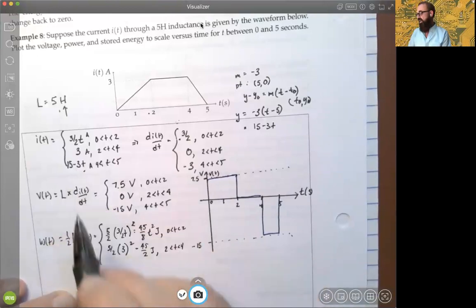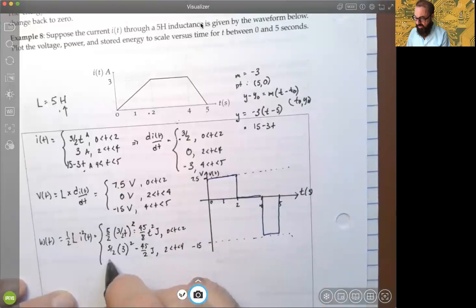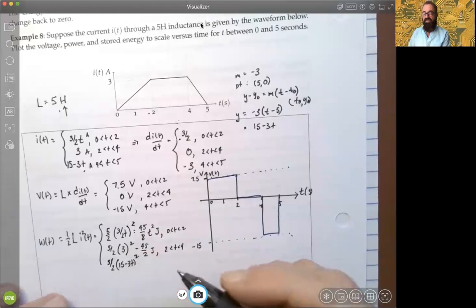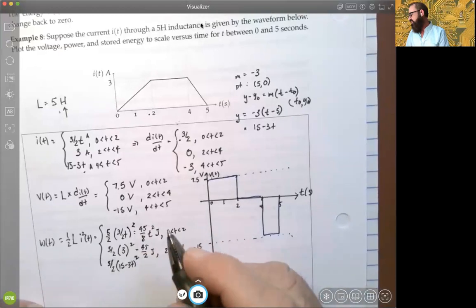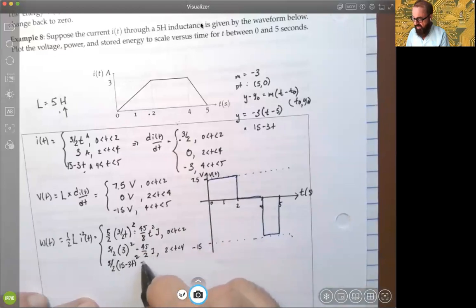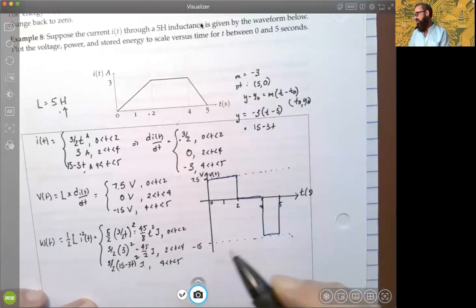And then again, that one down there is going to be more complicated, but I recommend just leaving it because all you're going to do is plug values in to get the curves out. So I would just leave it in the form 15 minus 3t squared. I think I said that earlier for capacitance. There's no need to factor that out. Just leave it in that form so you can evaluate it easily. And then again, that's joules, and that's between 4 and 5, okay?